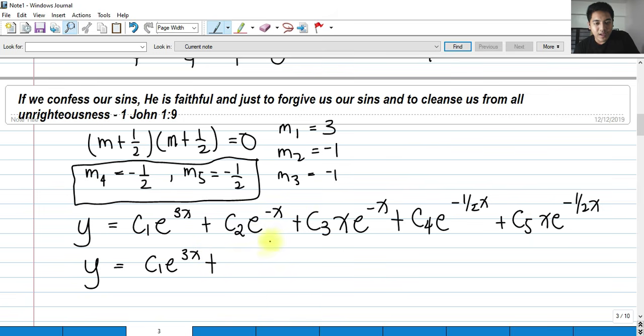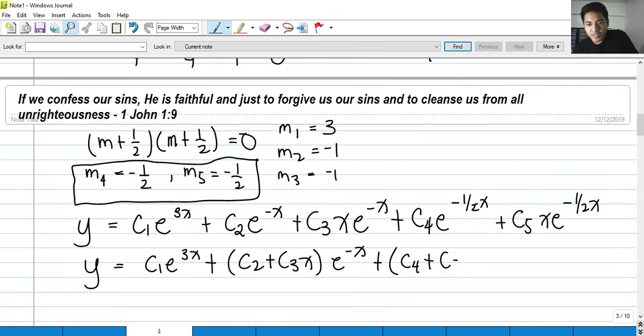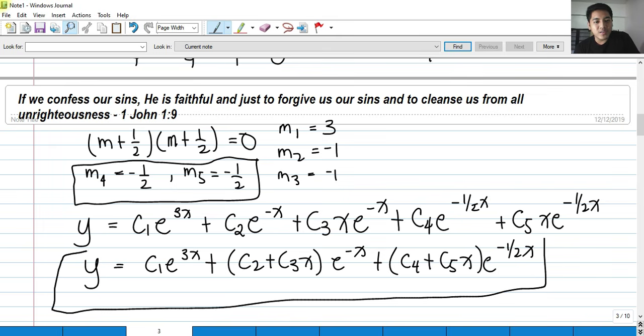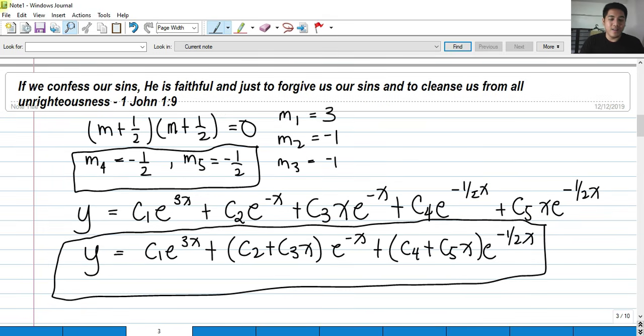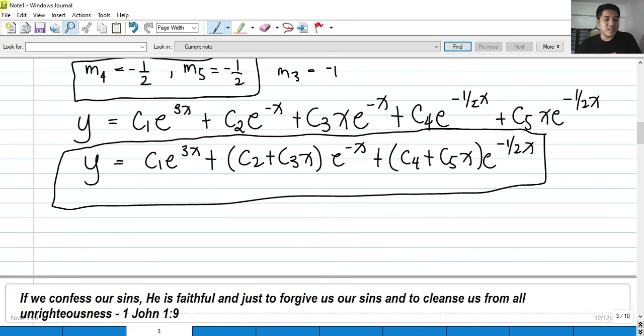we can factor out e raised to negative x here. So we have quantity c sub 2 plus c sub 3 x, e raised to negative x, plus, we can factor out e raised to negative 1 half x here. So we have c sub 4 plus c sub 5 x, multiplied by e raised to negative 1 half x. And this should be our answer for our differential equation given.